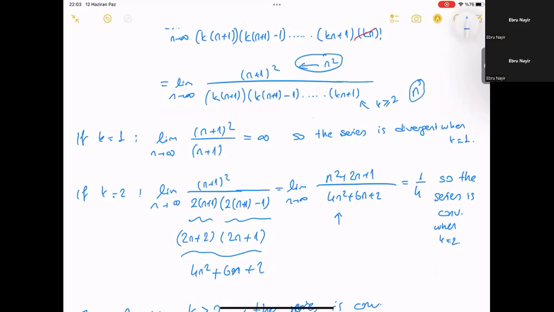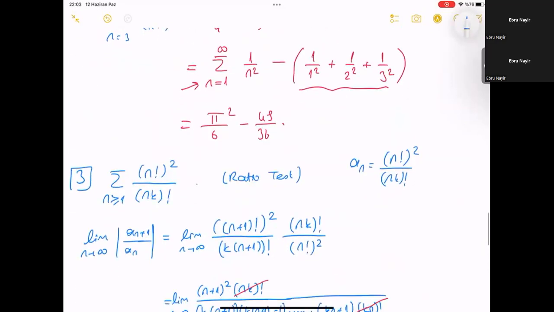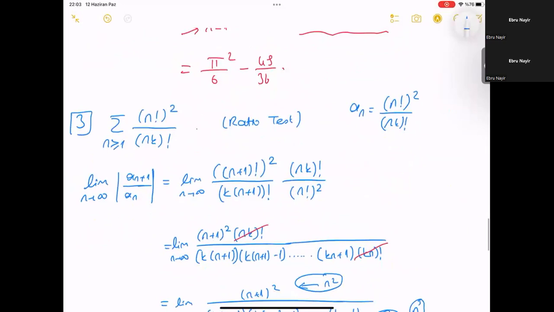So it means for any value of k greater than or equal to 2, the given series is convergent. So we're done.